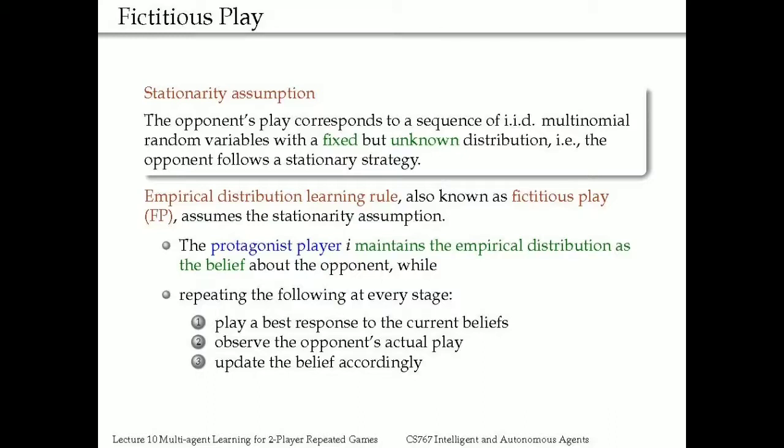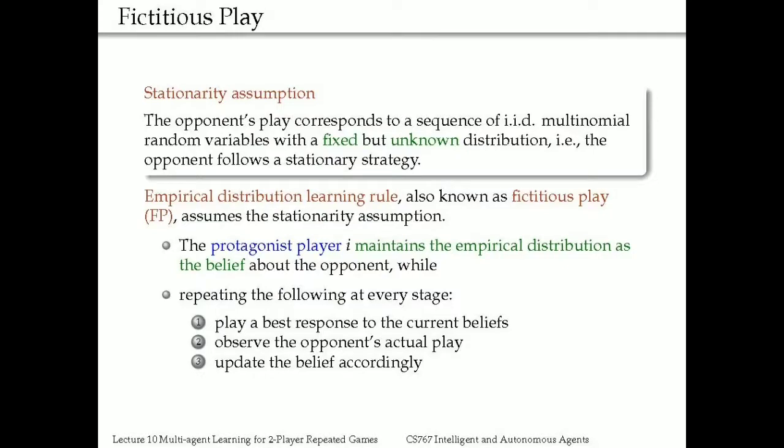And if the player in every stage plays this mixed strategy, then this strategy is called a stationary strategy. Then we assume that the opponent's play would essentially correspond to such a stationary strategy. More formally, it's a sequence of IID, so independent and identically distributed, multinomial random variables with a fixed but unknown distribution. The key thing is the fixed, because this means that it's stationary, and unknown means that we don't know the mixture of actions that's adopted by the opponent.